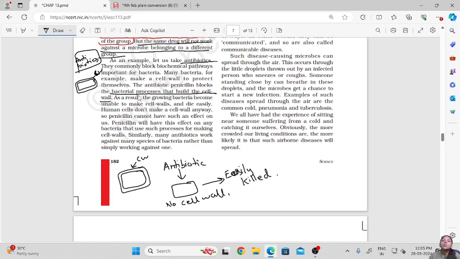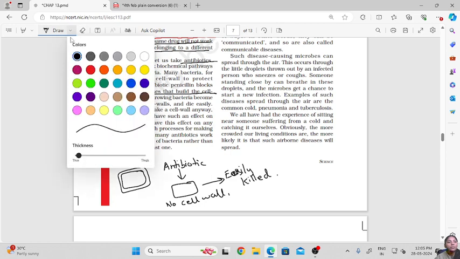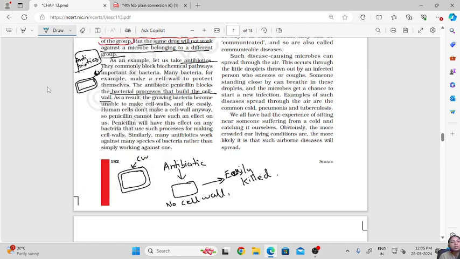So if the pathway or the process which makes the cell wall is blocked, the bacteria will not be able to build a cell wall around itself to protect itself, and that is why it could be easily killed. So as a result, the growing bacteria becomes unable to make a cell wall, and it will die easily.